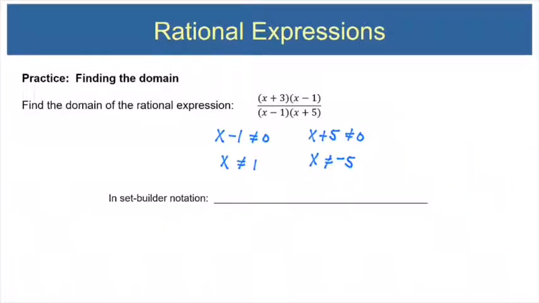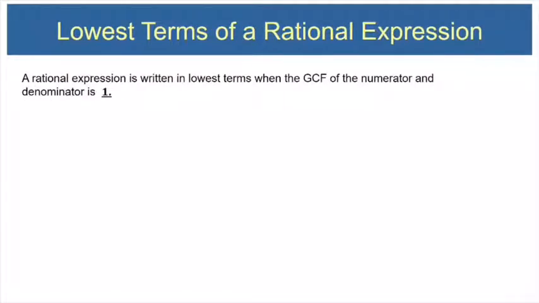So in set builder notation, we would say that the domain is the set of all x values such that x is not equal to 1 or negative 5. And that's it. Now let's talk about how to put a rational expression in lowest terms, or in other words, how to simplify a rational expression.